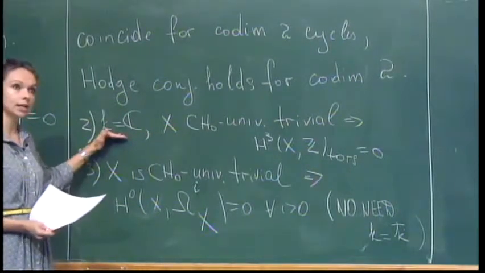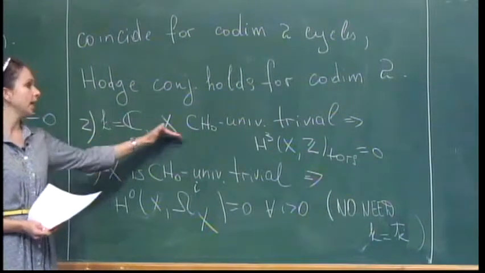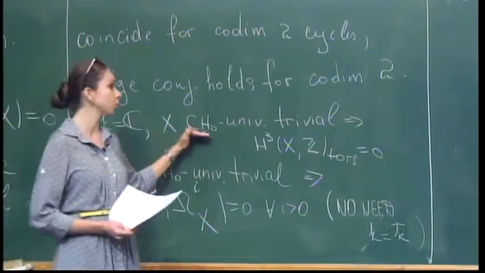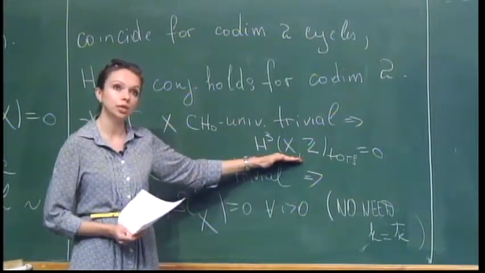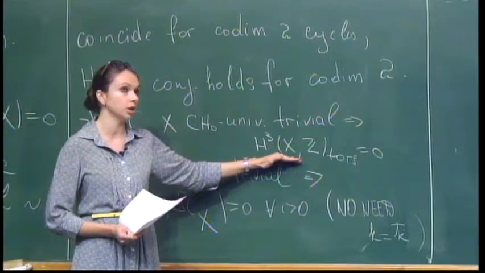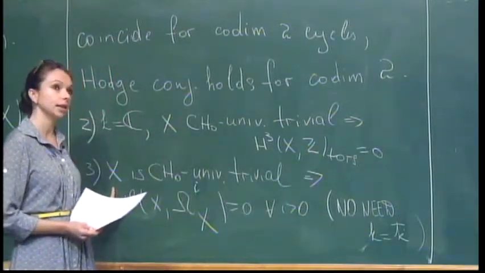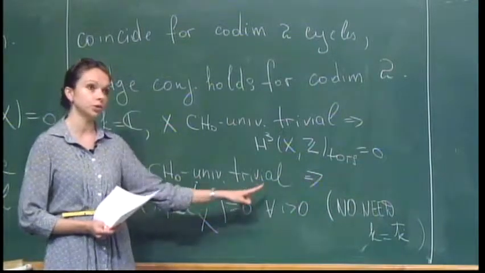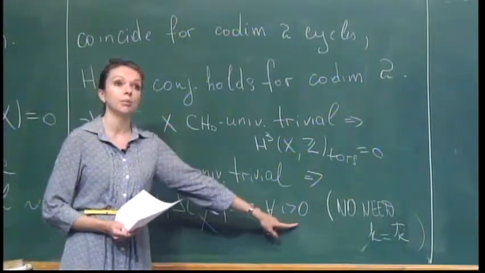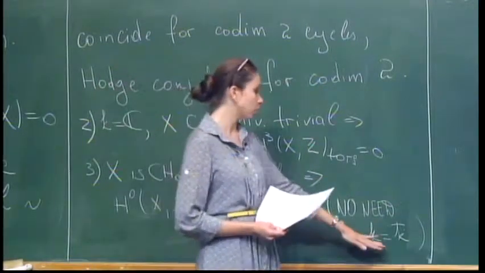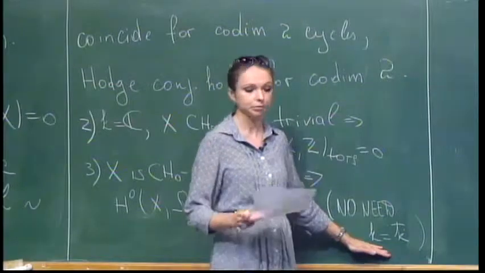The second one is, for the field of complex numbers, if we assume that X has a universally trivial CH0 group, then we have no torsion in the Betti cohomology H3 with integral coefficients. And finally, if again X is universally CH0 trivial, then there are no global sections for differential forms of degree i positive. And this actually holds for any K. We don't even need to assume K equals K bar here.